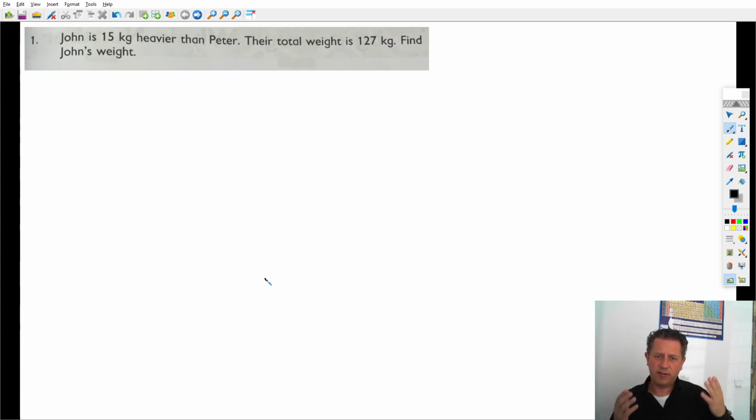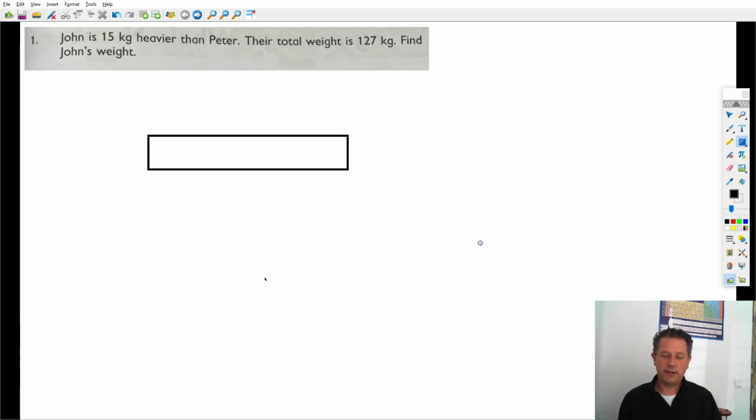So let's use this first story problem. If you are following along at home with your paper, it is practice 1D, page 25 in the book. Question 1 says, John is 15 kilograms heavier than Peter. Their total weight is 127 kilograms. Find John's weight. So we're going to start this story problem off by drawing ourselves a bar.